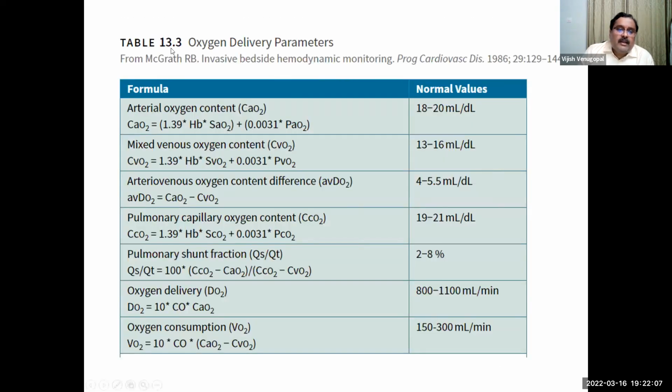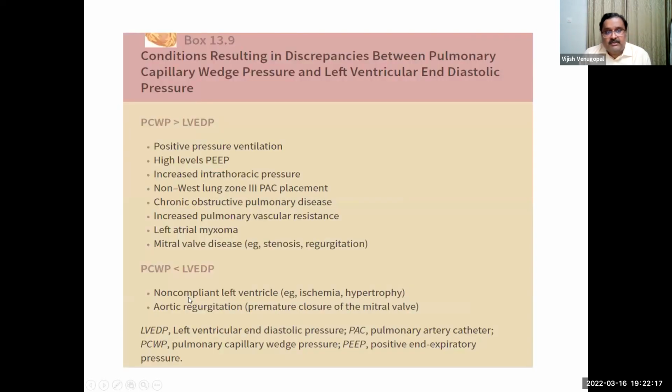And you can have some oxygen delivery parameters also from your PA catheter. You can find out the arterial oxygen content, the mixed venous oxygen content, and the oxygen delivery and oxygen consumption. So there are certain conditions where the pulmonary capillary wedge pressure is more than the LVEDP.